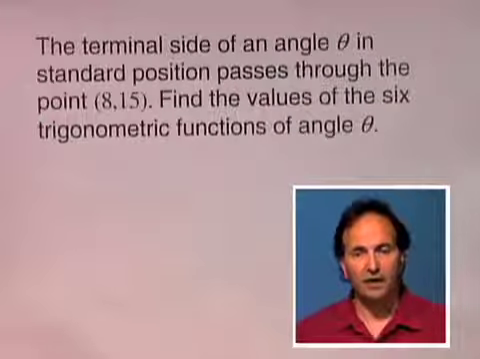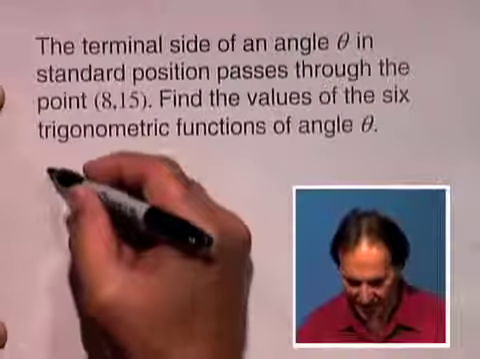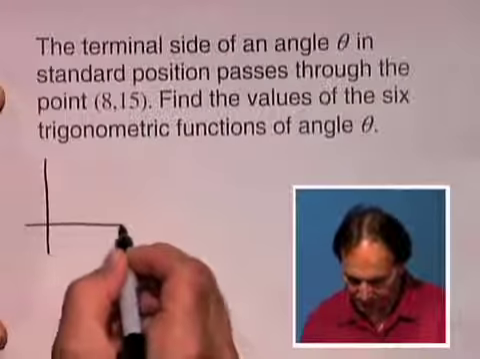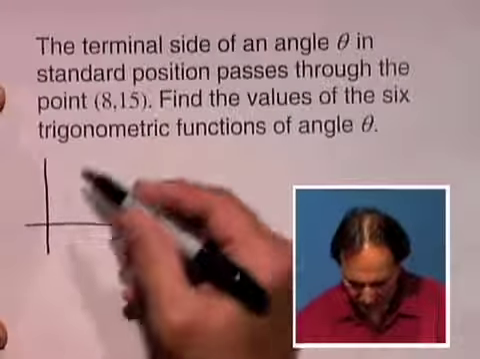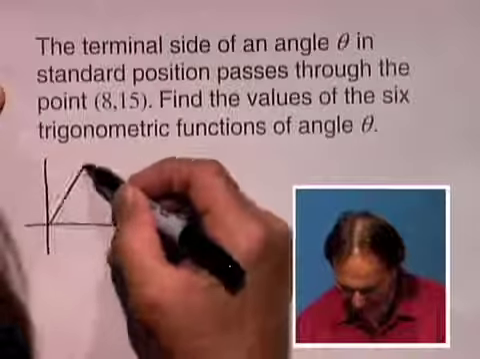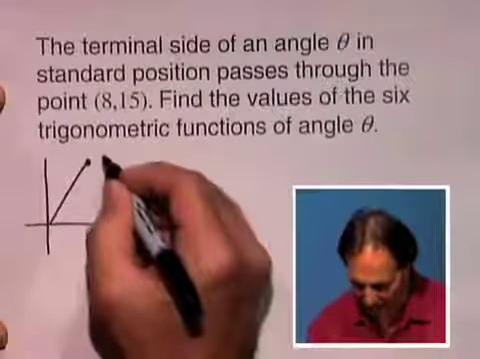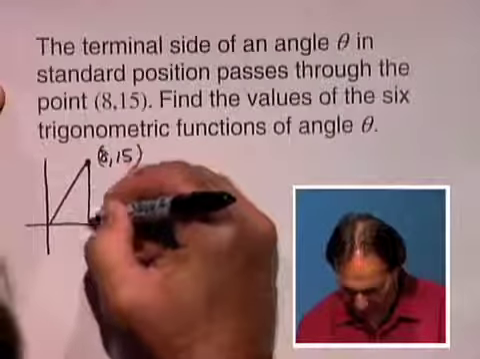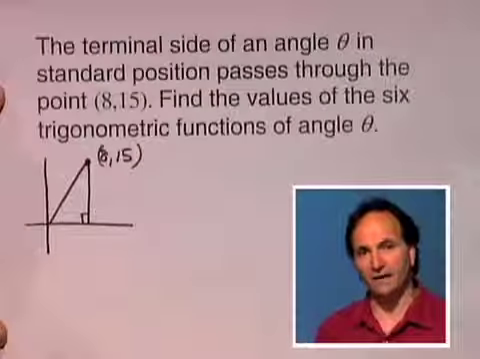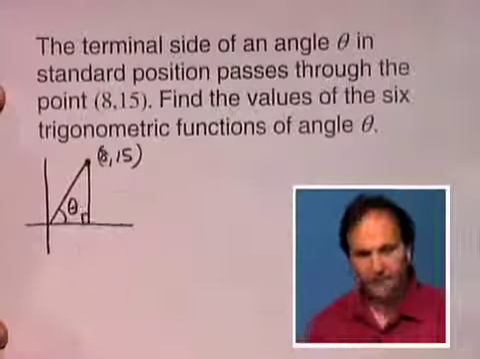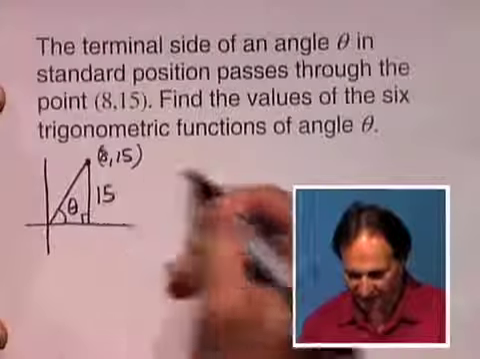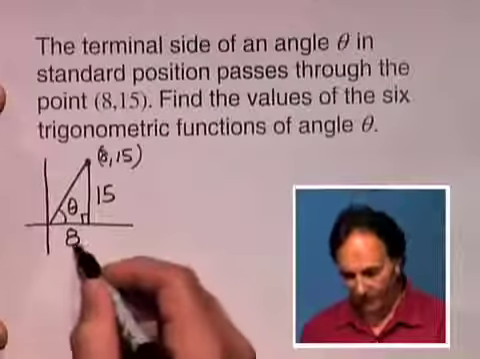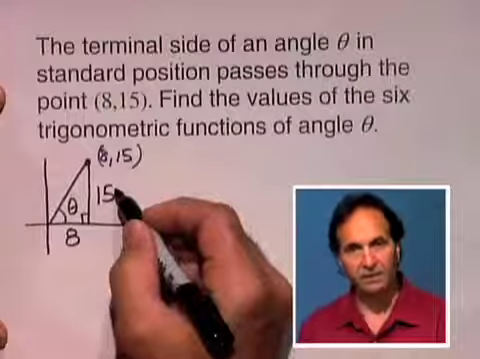Let's first draw an angle theta that has the point 8, 15 on its terminal side. So 8, 15 would be approximately maybe here, and we'll label that as 8, 15. Now we'll drop down the perpendicular to form a right triangle. This is our angle theta, and that means that this side is 15, this side is 8. That's our value of x equaling 8, y equaling 15.